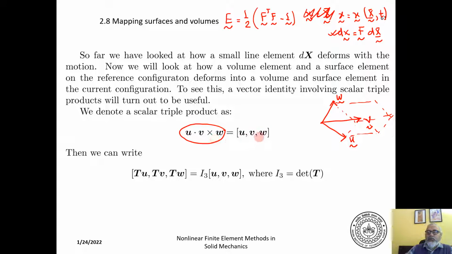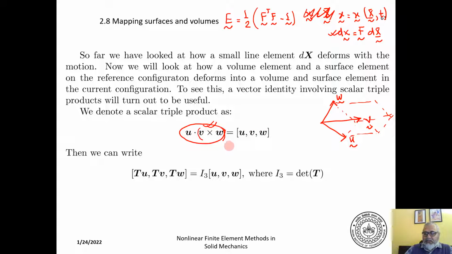Triple product has some rules which you might have learned in your course on vector algebra, and we will represent these triple products by square brackets. So [u, v, w] would mean the triple product of u, v, and w. There are also cyclic combinations of this that are equal to [u, v, w]. But that's a different point.